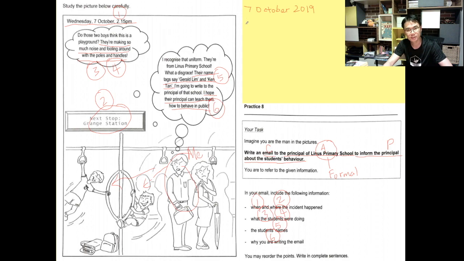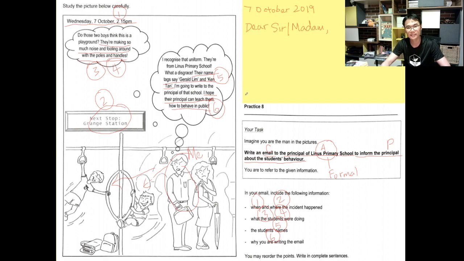Then my salutation, dear. Now, this is very interesting. I do not know the principal of Linus Primary School. It is not given over here or over here. So if I don't know who the principal is, I'm going to put dear sir / madam. Because I don't know if the principal of Linus Primary School is a man or a woman. I don't know his name or her name. So I'm going to put dear sir, madam.